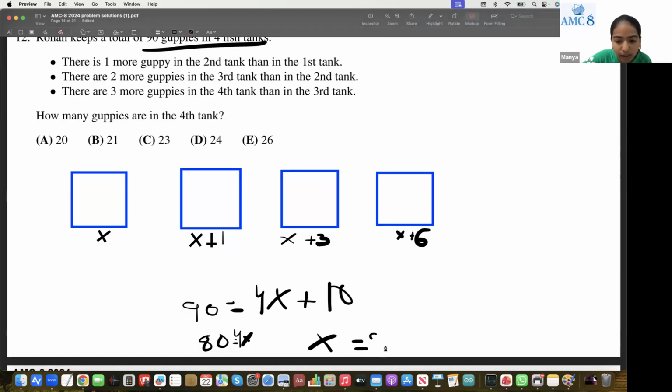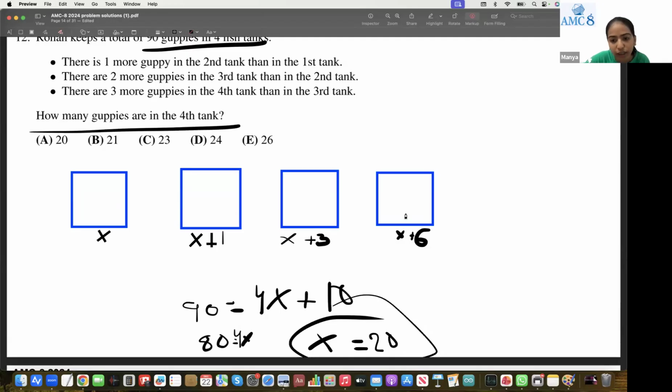But that's not our final answer choice because they're asking how many guppies are in the fourth fish tank. So in the fourth fish tank, we know that there's X plus 6, meaning that there should be 20 plus 6 guppies. And that should be giving us 26 guppies in the fourth fish tank.